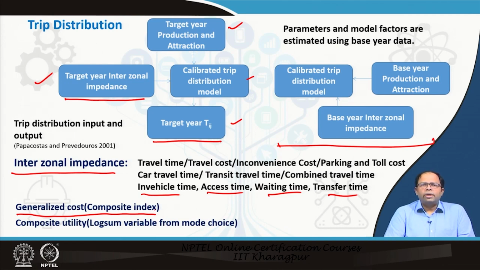Some models nowadays can also use something called a composite utility instead of a composite index or score, which is based on the modes available to this particular zone, and we use the log sum variable from the mode choice model. If you remember from discrete choice, we have several alternatives to choose from, and the probability of choosing one alternative is equal to e to the power utility of that alternative divided by the summation of e to the power utility of all the alternatives. The log of this denominator term is called the log sum variable. This also gives us a composite utility measure for all the modes, or all the alternatives, available for that particular ij value.